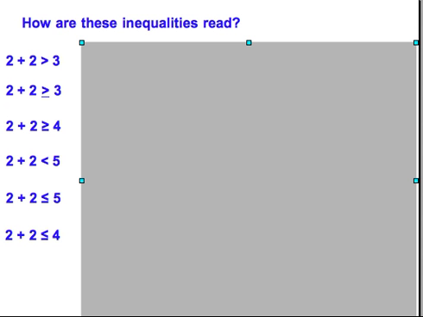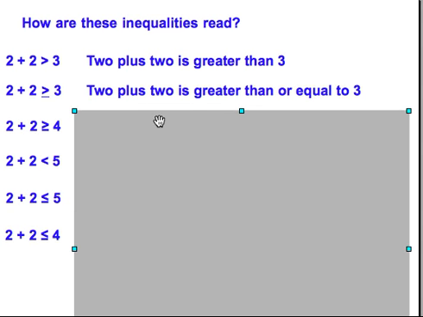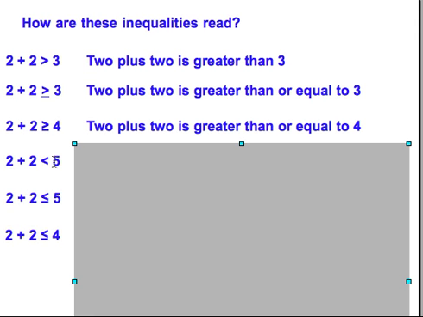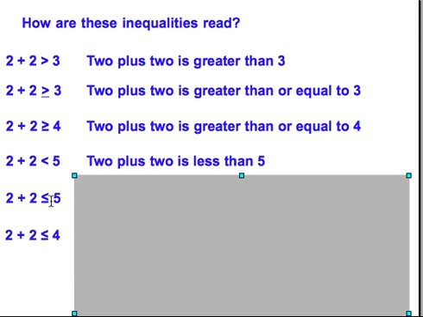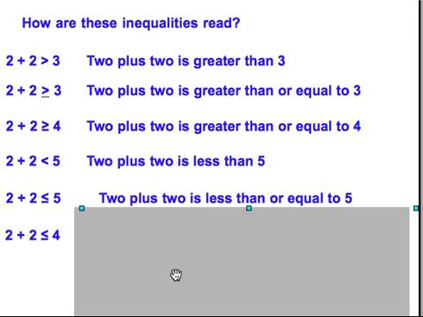Slide 218 goes through a whole list of inequalities, and this is the translation part. On the right, underneath the gray screen, is going to be the written word. So how would you read this? 2 plus 2 is greater than 3. 2 plus 2 is greater than or equal to 3. 2 plus 2 is greater than or equal to 4. 2 plus 2 is less than 5. 2 plus 2 is less than or equal to 5. And 2 plus 2 is less than or equal to 4. That's just some practice on how you would read your inequalities.